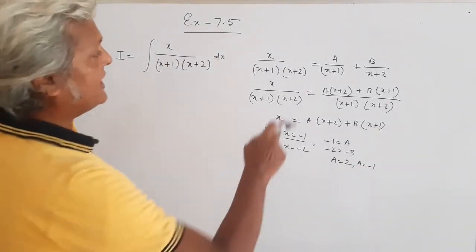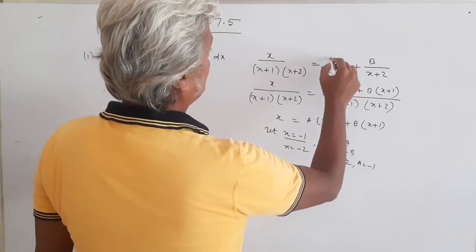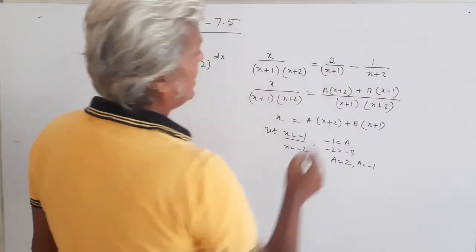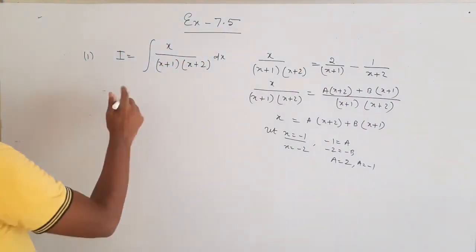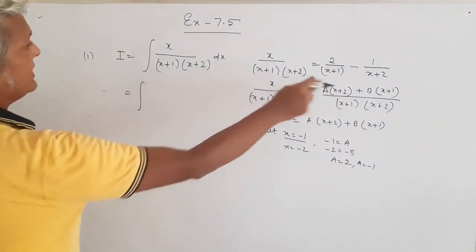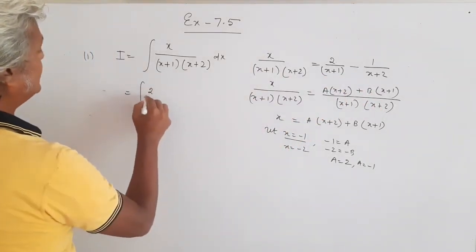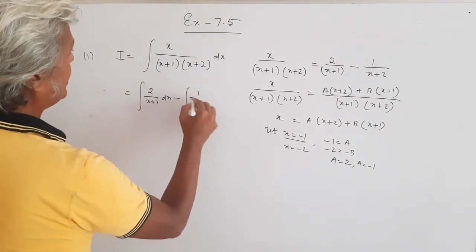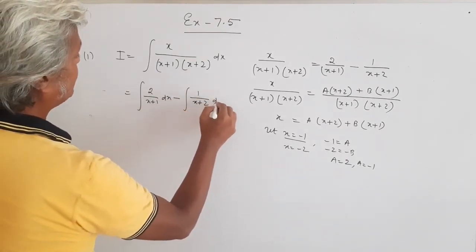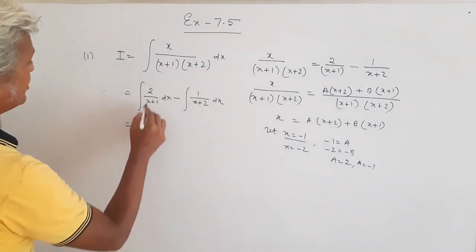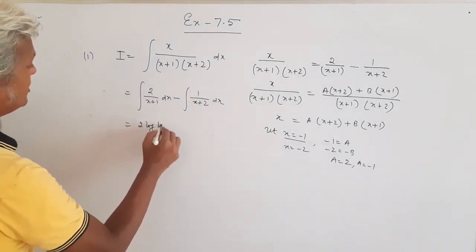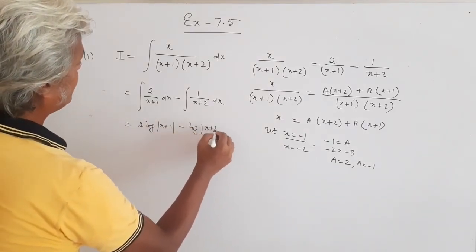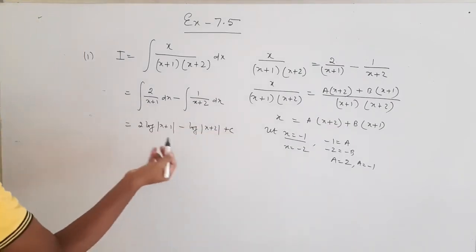So this fraction becomes 2 over (x + 1) minus 1 over (x + 2). Now instead of integrating this, we will be integrating these two, that is 2 over (x + 1) dx minus 1 over (x + 2) dx. Take 2 outside, 1 over (x + 1), that is 2 log|x + 1| minus log|x + 2|, and this is your answer.